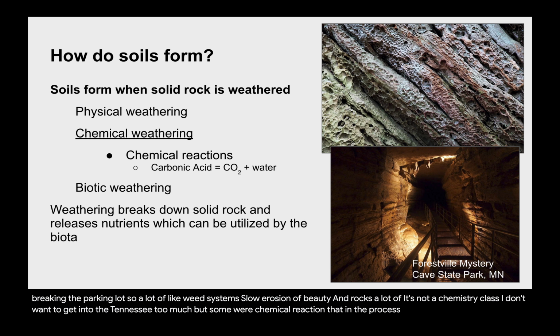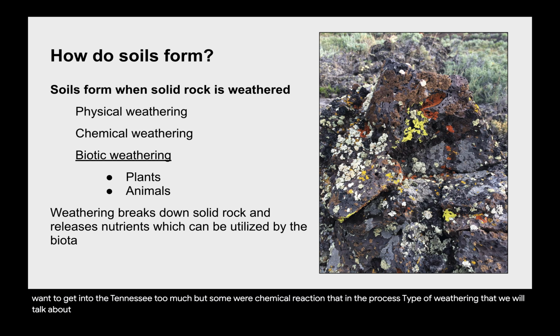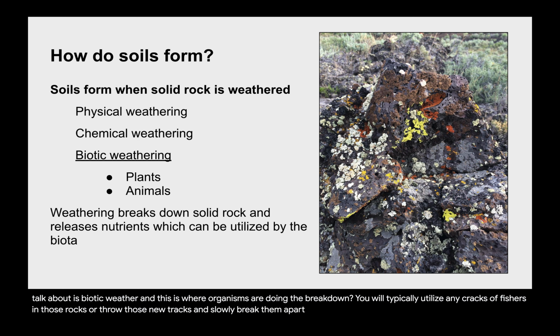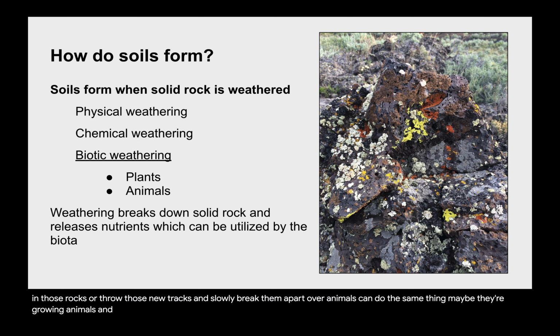The last type of weathering that we will talk about is biotic weathering. This is where organisms are doing the breakdown. Typically, this is going to be plants or lichen, so I have some lichen on these rocks here. They will typically utilize any cracks or fissures in those rocks. They'll throw their roots down into those cracks and slowly break them apart over time. Animals can do the same thing. Maybe they're burrowing animals and they have to break down some sort of area to live in.